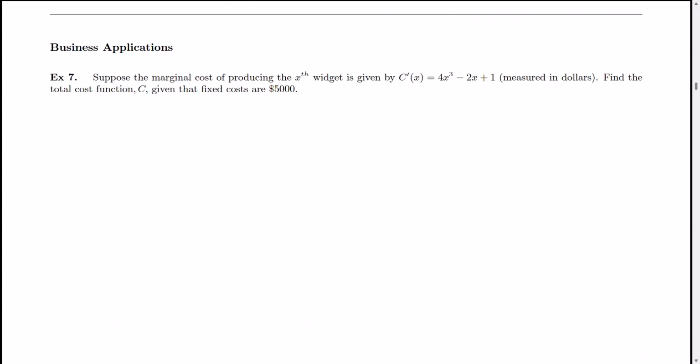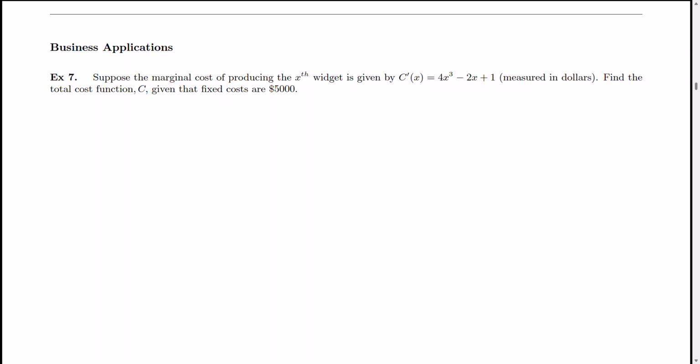Now the following two problems are basically exactly what we just did in the previous example part. So the only difference here is actually just more words are written down. There's a little story telling us what we're basically solving for. But in example 7, it says, suppose that the marginal cost of producing the x widget is given by c prime of x, and you can see the equation there. And we're told that the cost is measured in dollars. We are told to find the total cost function c.